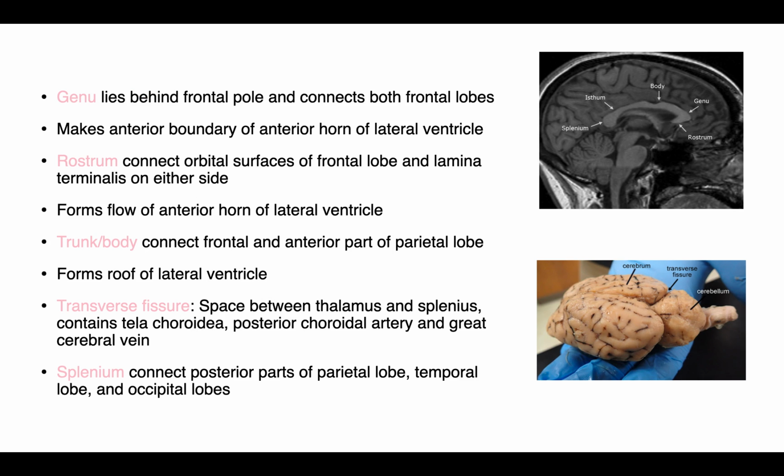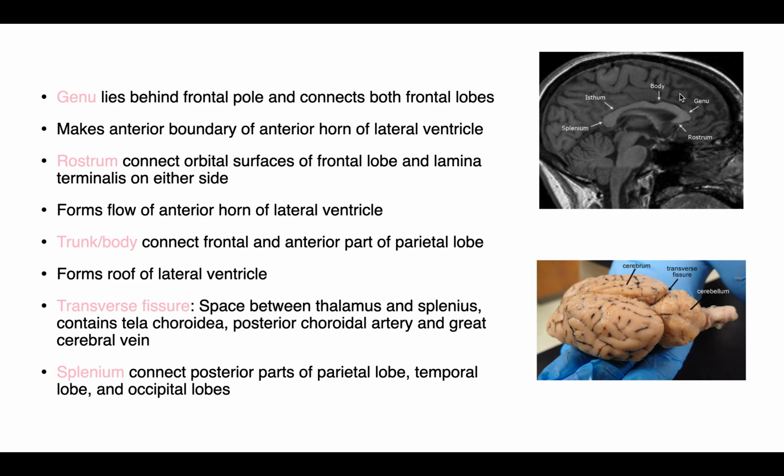So the genu is up front, lies behind the frontal poles, connects both frontal lobes. And the rostrum is going to connect the orbital surfaces of the frontal lobe and the lamina terminalis. The trunk or the body is going to connect the frontal and the anterior part of the parietal lobe.